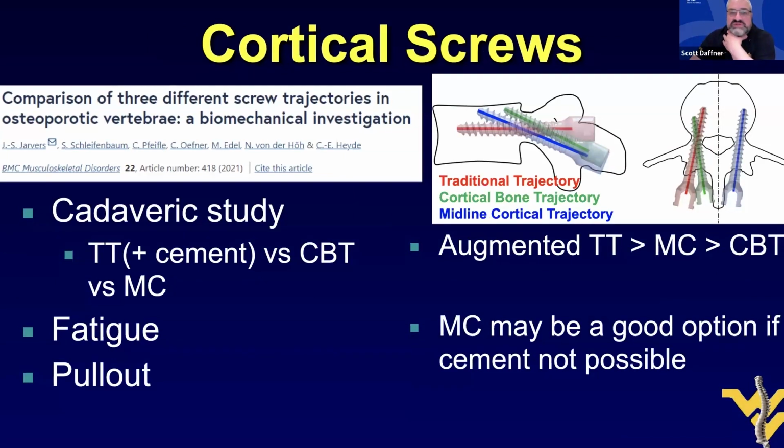We mentioned earlier that trajectory might play a difference. So this study looked at the use of cortical bone trajectory screws, which are generally shorter. They actually looked at 3 different trajectories. So traditional trajectories with cement augmentation, the more classic cortical bone trajectory, which is generally a shorter screw, and then something called the midline cortical trajectory, so a little bit longer screw. And what they found was that the augmented traditional screws had the greatest pullout strength, but if cement was not an option, they felt that the midline cortical trajectory was reasonable.